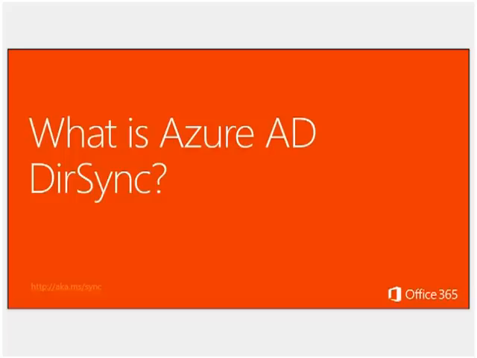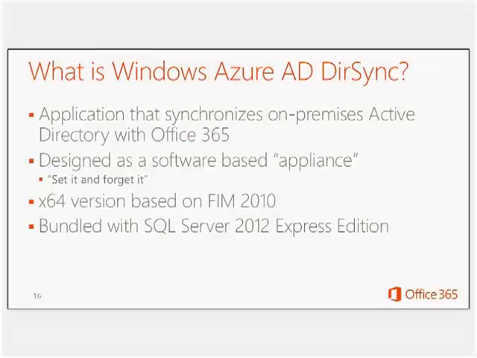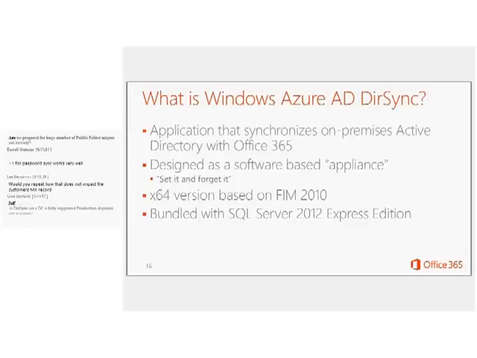What is Azure AD Sync? Going into some of the details, it's an application that synchronizes your on-premises Active Directory with Office 365. Very simply put, it is a very simple appliance. It's designed to be software-based. Really, you set it up, you don't worry about it again. It does its thing. It has to sit off of your domain controller. It's really an x64 version based on FIM 2010.